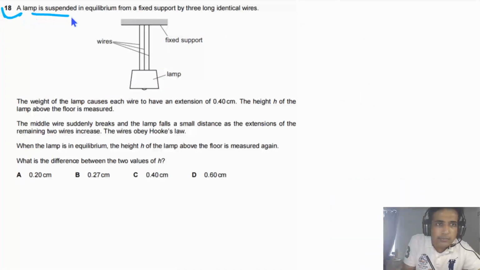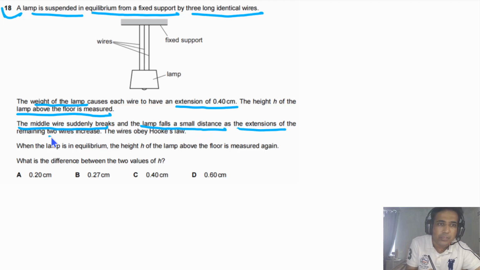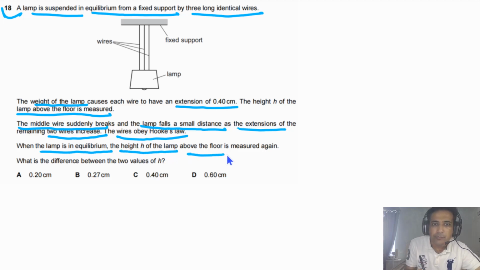Question 18 says a lamp is suspended in equilibrium from a fixed point by 3 identical wires. The weight of the lamp causes each wire to have an extension of 0.40 centimeters. The height h of the lamp above the floor is measured. The middle wire suddenly breaks and the lamp falls a small distance as the extension of the remaining 2 wires increases. The wires obey Hooke's law. When the lamp is in equilibrium, the height h of the lamp above the floor is measured again. What is the difference between the two values of h?